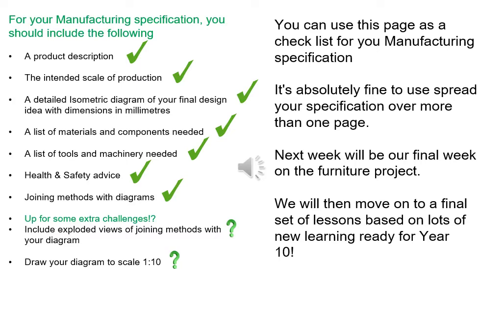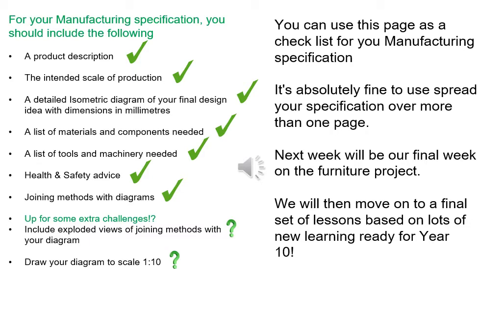So here I've just copied the list of things that you need to include in your manufacturing specification from page 3 of this week's PowerPoint. So just to make it a little bit clearer for you, I've just put ticks to say you need to go through all these things and check that you've got them on your piece of work before you submit it.